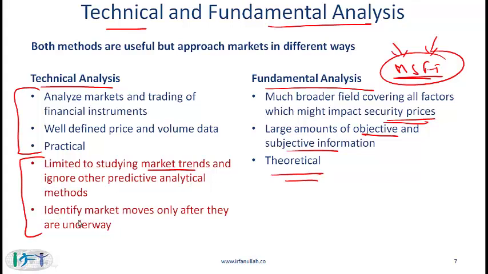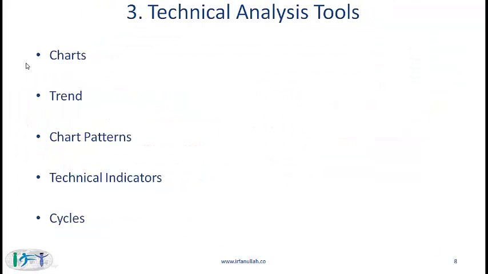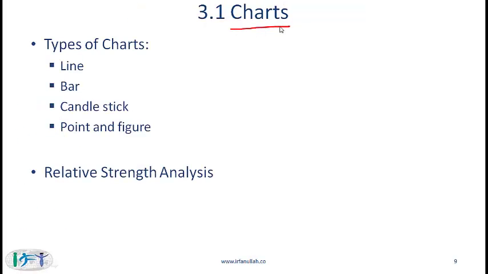And hence, with technical analysis, you identify market moves only after they are underway. So if a stock is in a downtrend, only once the uptrend starts do you recognize that there is an uptrend. There are several tools which are used in technical analysis, and those tools include charts, trend analysis, chart patterns, technical indicators, and cycles. Over the next few minutes, we will be looking at how to use these tools. Let us start with charts.